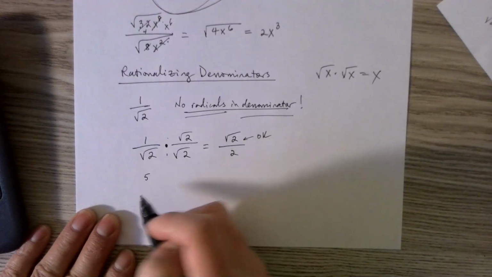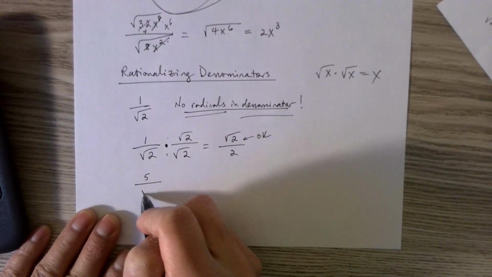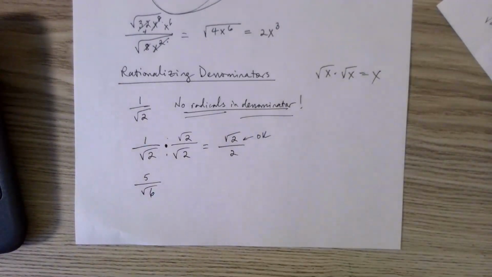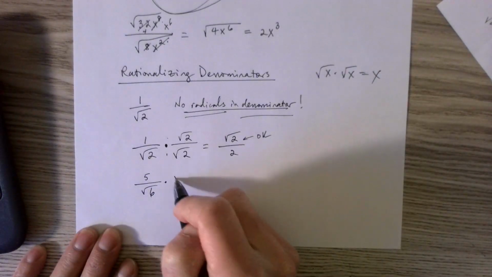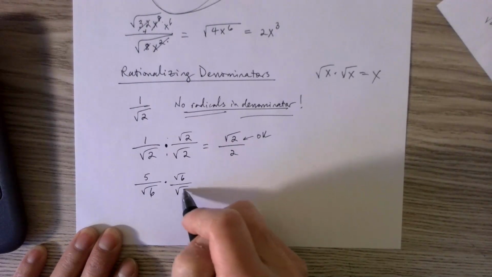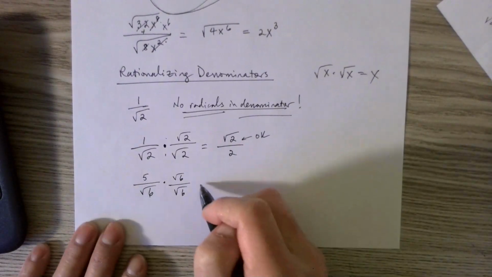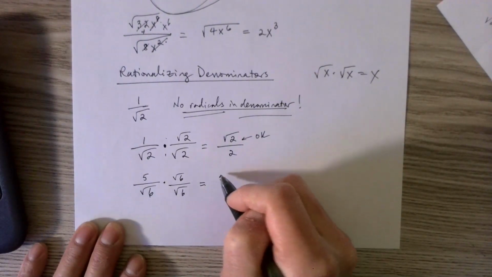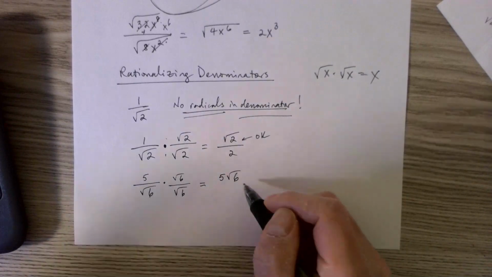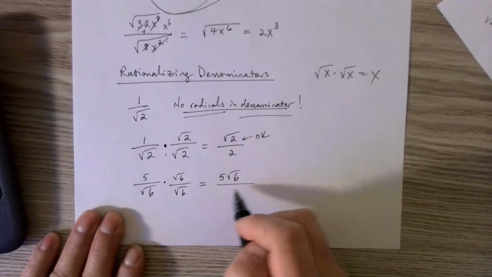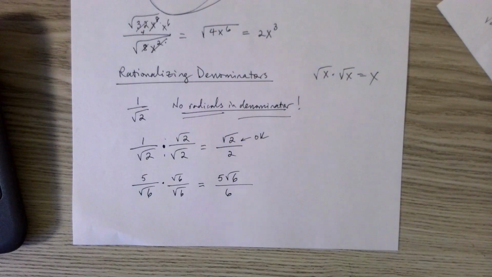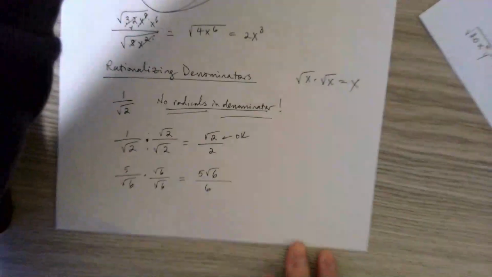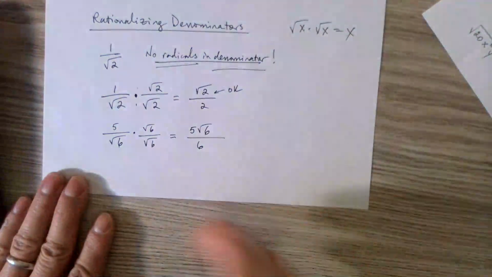So let's try that again. If I have 5 over rad 6, I can't leave it like that, so I have to multiply by rad 6 over rad 6. The top is 5 rad 6. There's a rad, but it's okay because it's in the numerator, and the bottom is 6. Okay, one more.